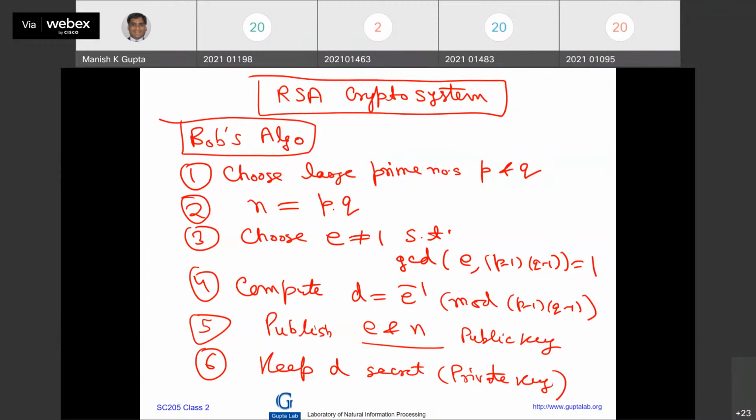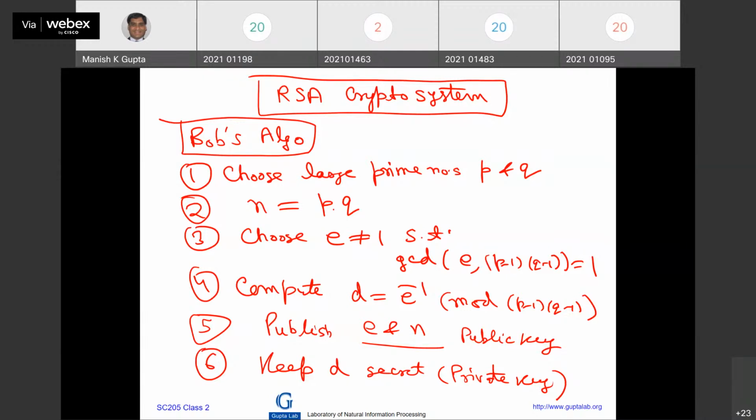We took two large prime numbers, took the product, made N, right? And choose E which is not equal to 1 such that GCD of E comma P minus 1 into Q minus 1 is 1. E is working as our public key. Compute D which is inverse of E modulo P minus 1 into Q minus 1. Okay. So this D is secret. Okay. We kept D with ourselves. Fine.